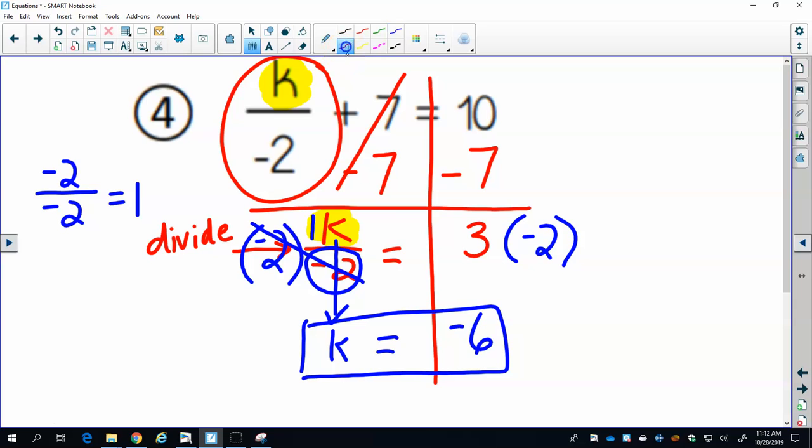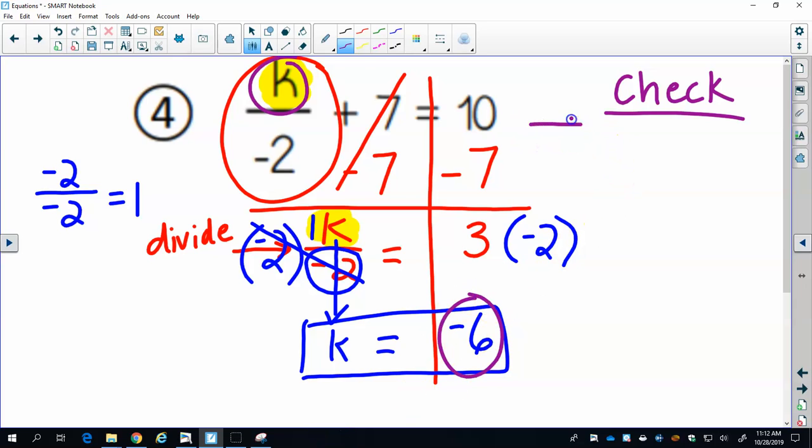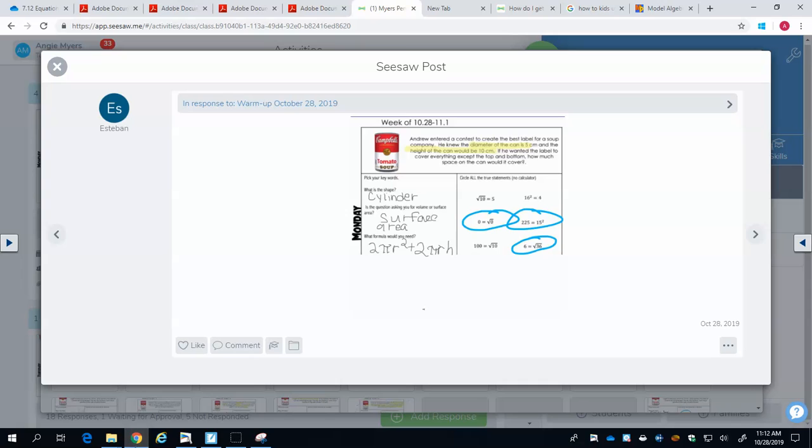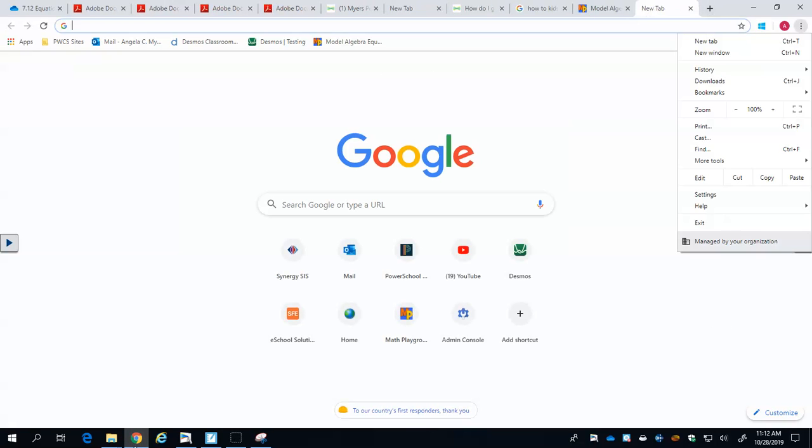The other important part of this is that we need to be checking. So our check, we're going to put our number back in. So I'm going to put in, for k, I got -6. I'm going to put that into my original equation, -6 divided by -2 plus 7, and I want to know if that's equal to 10. Now one of the things we can do is step by step evaluate the expression on the left side, but the other thing we can be doing is using our Desmos calculator. So let's take a look at the Desmos calculator to do that.